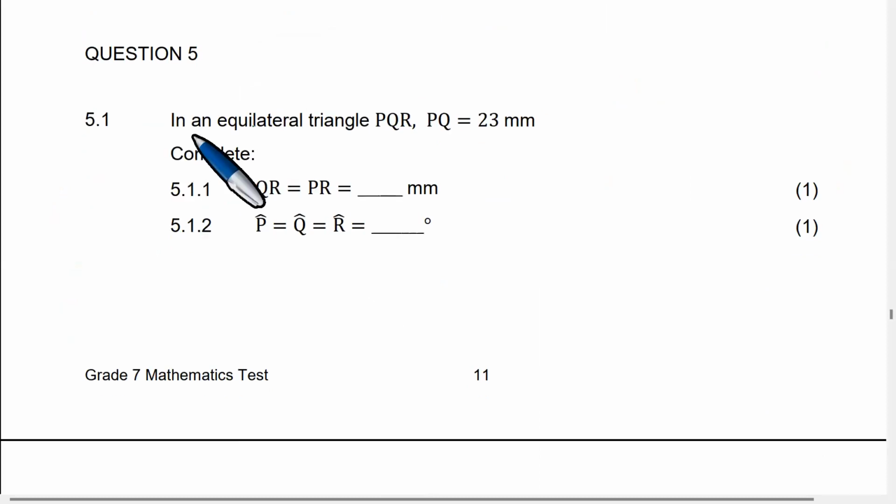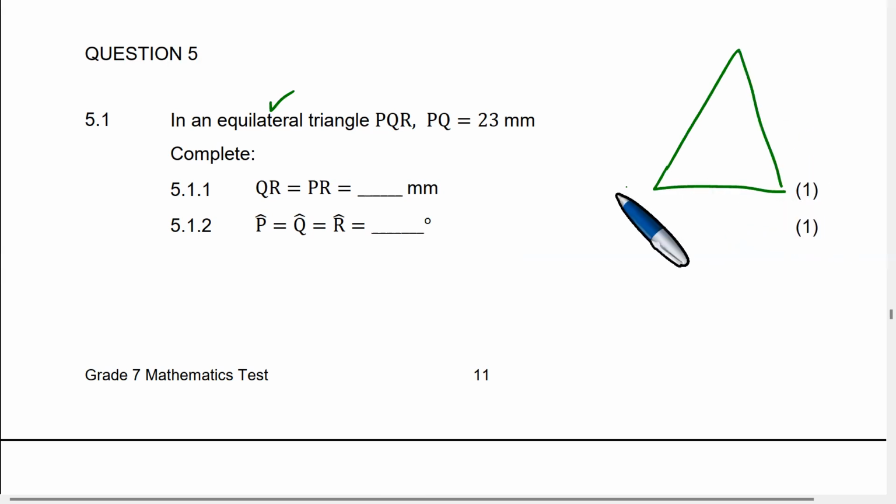In an equilateral triangle PQR, PQ is 23 millimeters. Complete: QR equals PR equals what? What do you think? Is it 11 millimeters? Okay, remember that we are dealing with an equilateral triangle, so all the sides are equal to each other. PQ is 23, and this is 23, and this is 23.